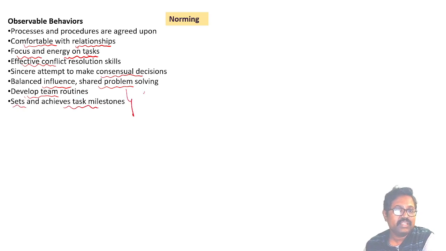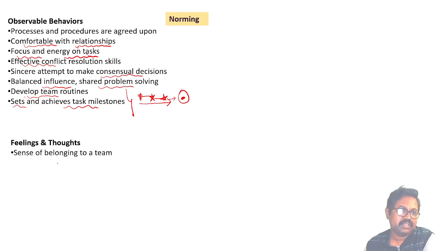It is the stage when they are organized and they set at what interval of time they need to achieve this target, and at what interval of time they need to achieve the second milestone. And finally, once they pass through those milestones, it will be easy to reach the goal or target. So what will be the feelings and thoughts in the norming stage? There will be a sense of belonging to a team. Each member will act as a family member, and they think that they are a part of the team, and the confidence levels will be very high.